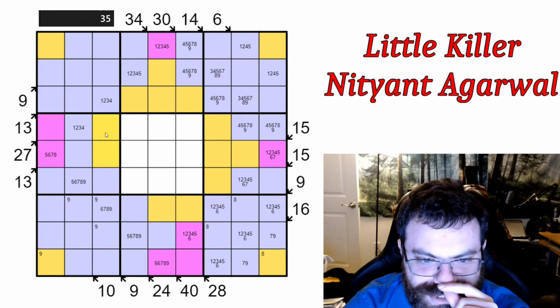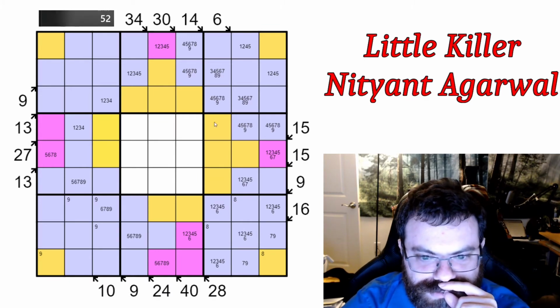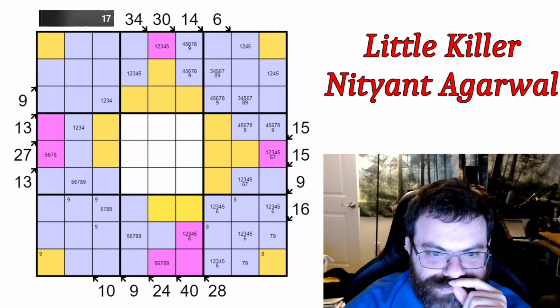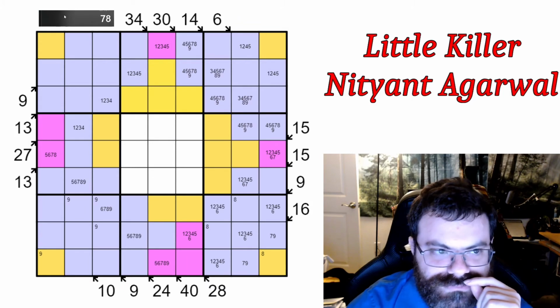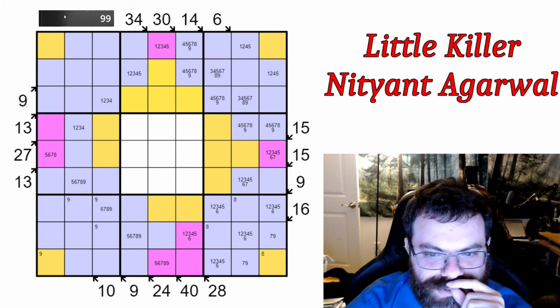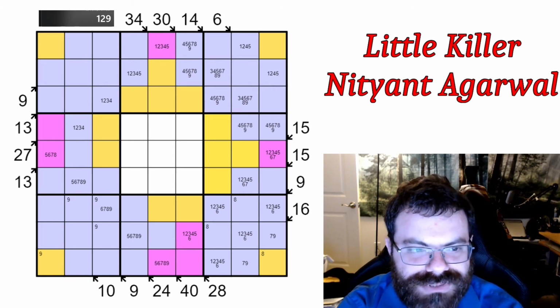These guys can be 17. So can these? These can be 9876. And so can these. So 129 is our absolute maximum.